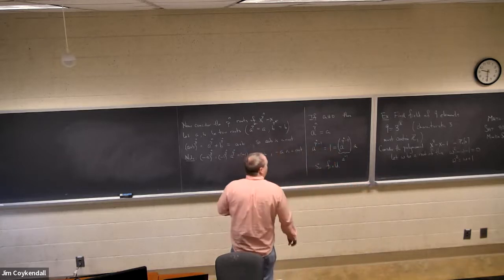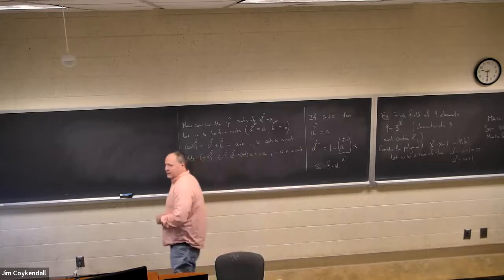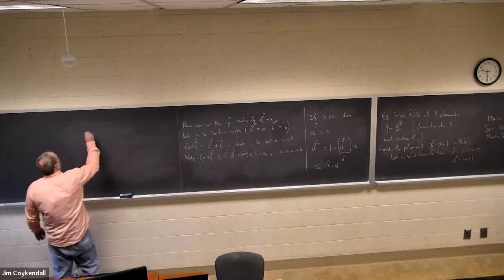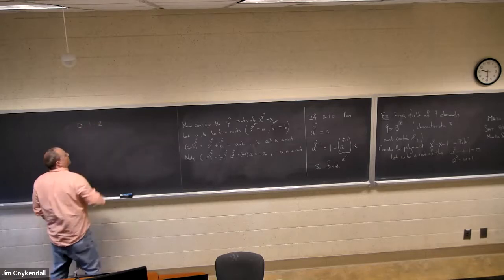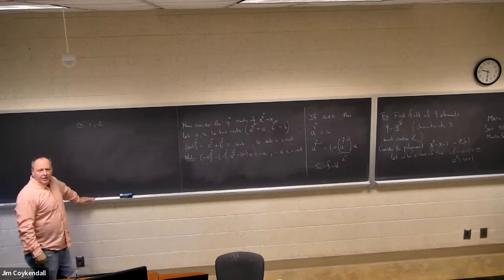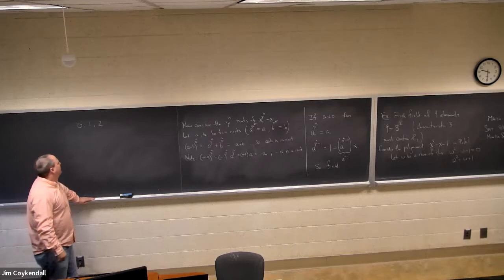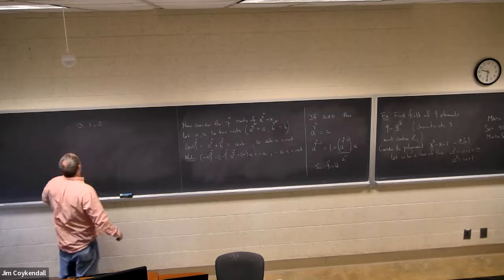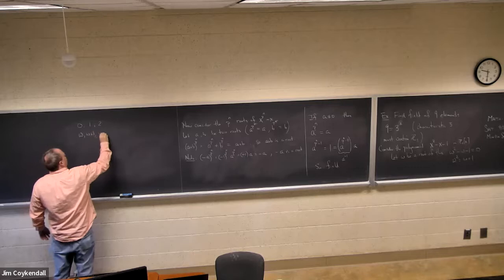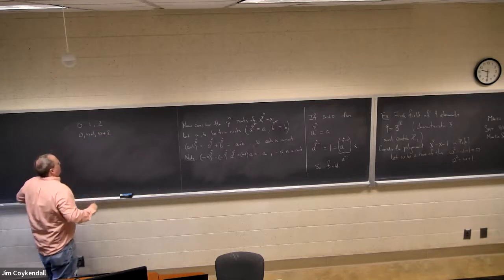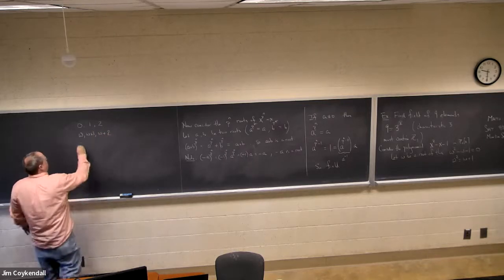So what do the elements of this field look like? Well, there's nine of them. There's the little Z3 that it contains. Now let's see, I can add omega to all of these. And I can add two omega to all of these.